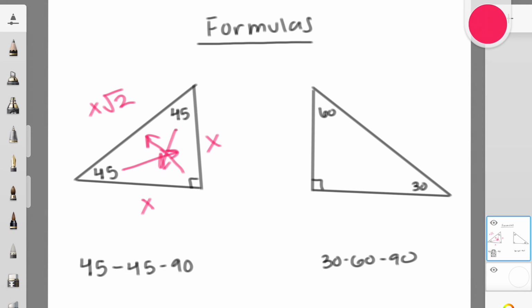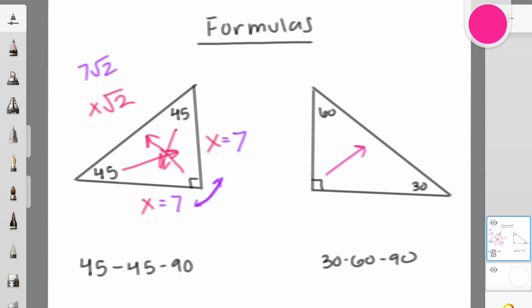Since there are two 45 angles and the sides across from them are equal, two of the three sides will be the same. So if the x across 45 is 7, you already know the other 45 side will be 7 as well. And across the 90 angle, you replace the x in x square root of 2 with 7. So it's 7 square root of 2.